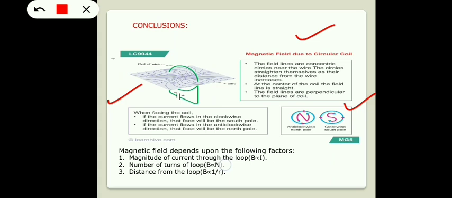And which is the additional factor here? This one, the number of turns. As we increase the number of turns of the circular coil, the strength of the magnetic field also increases. So the magnetic field is directly proportional to the number of turns N. So these are the factors upon which the magnetic field due to a current carrying circular loop depends.